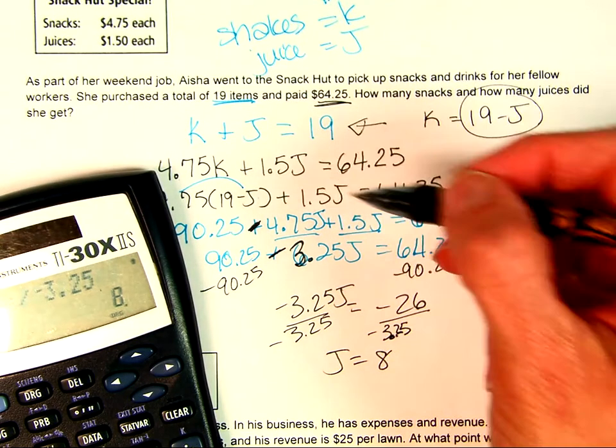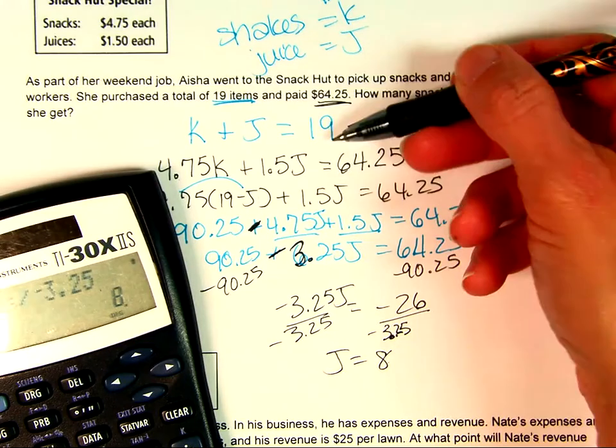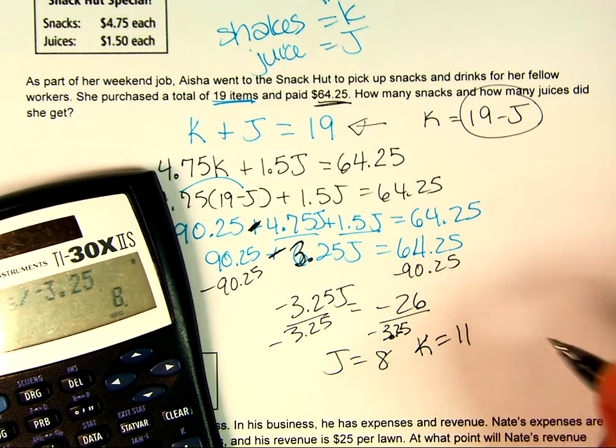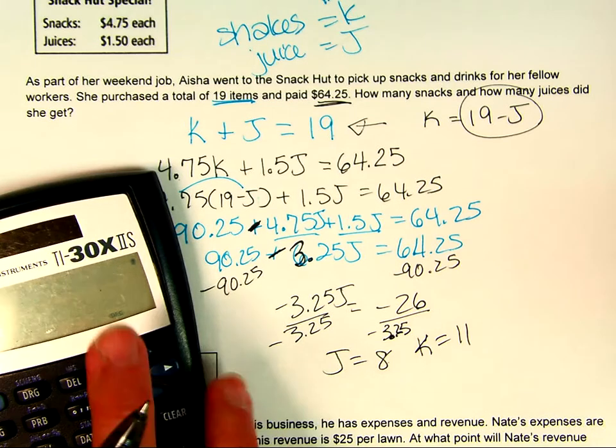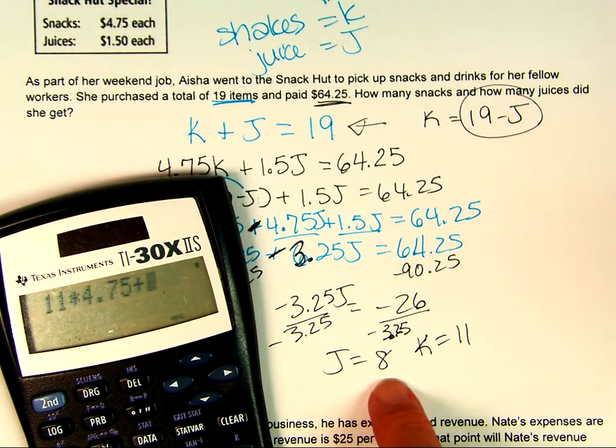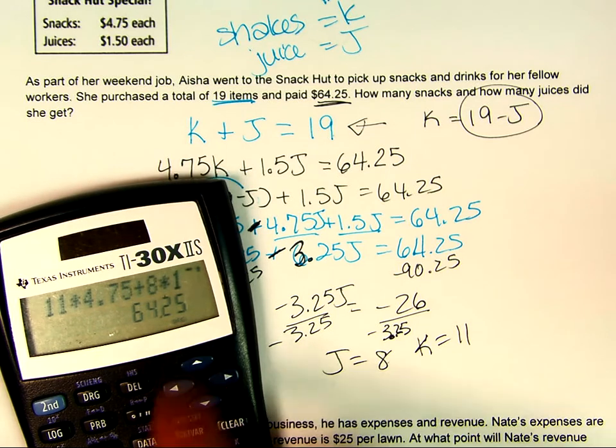Because we know that if she bought 8 juices and she bought 19 items, that she got 11 snacks. Right? So, and we can just double check. This is how you double check. You know, 11 times how much a snack costs, right? Because it's 11 of those. Plus, we've got 8 juices, and those were $1.50. And did it equal 64.25? Yes, it did, so we know we're right.